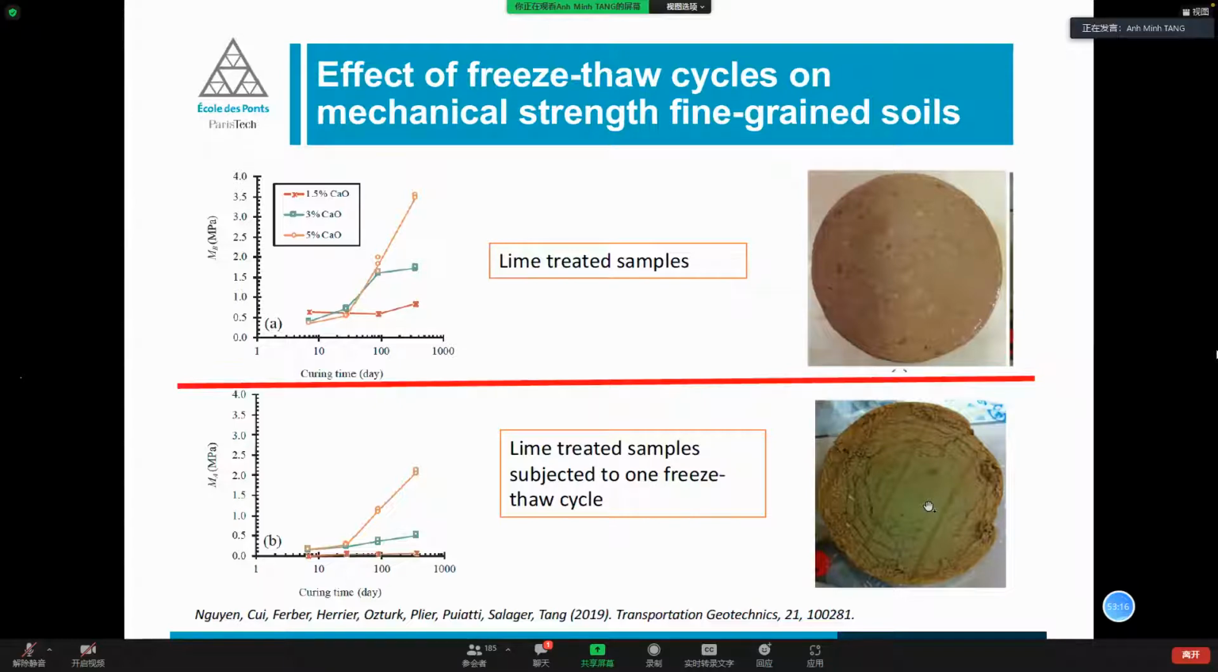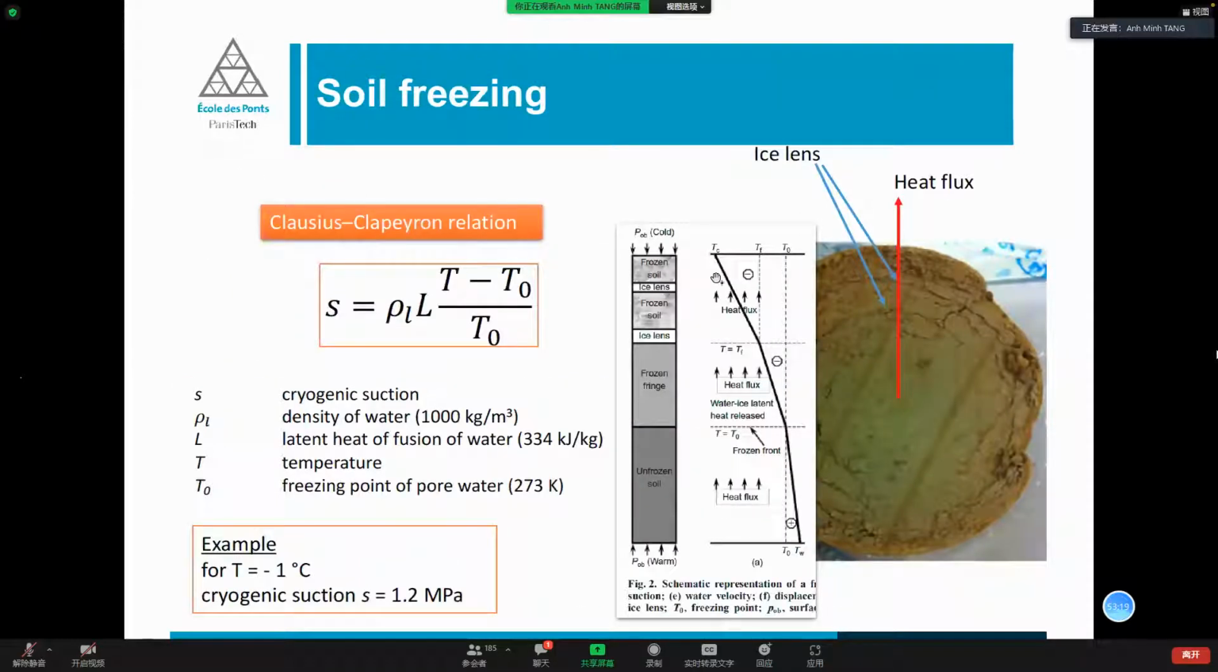So that means we can compare again. We think that this is what happened in the field, where an ice lens is formed here. We can suppose that during freezing, we form an ice lens here, and during thawing, the ice lens disappears, but we still see this fracture around the same place. So here, I just repeat again the Clapeyron equation to predict the suction induced by freezing. Just as an example, if you decrease the temperature by around 1 degree, the cryosuction will go up to 1 megapascal. So that explains all this mechanism.